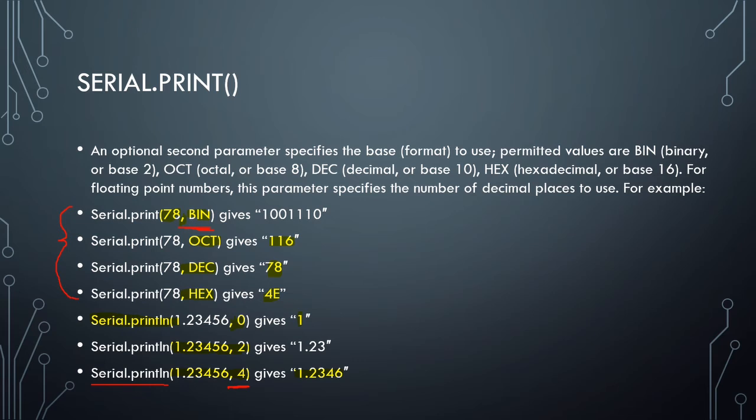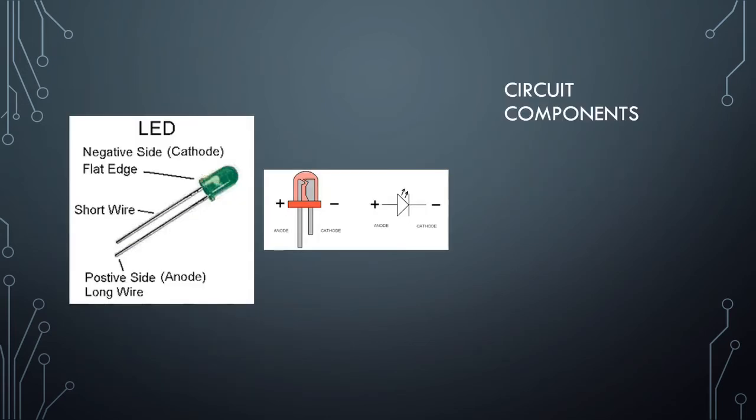So we can use serial print in a myriad of different ways. We can use it to print things as is. We can print integers in different base systems, and we can use it to control how many decimal places that we see.